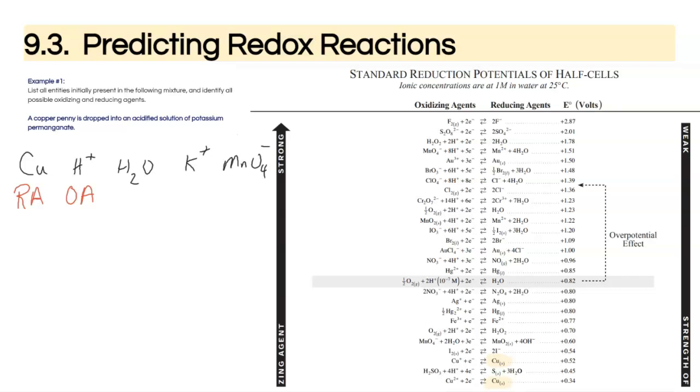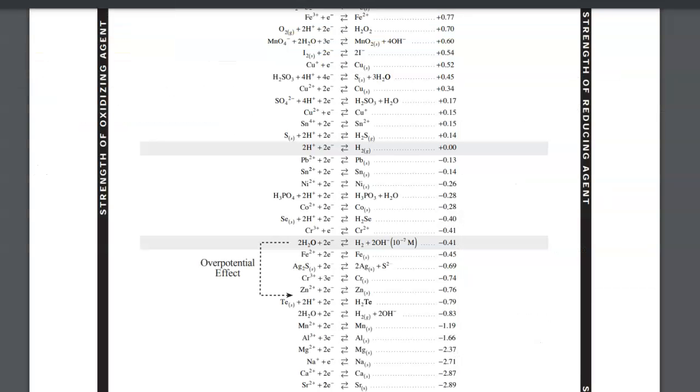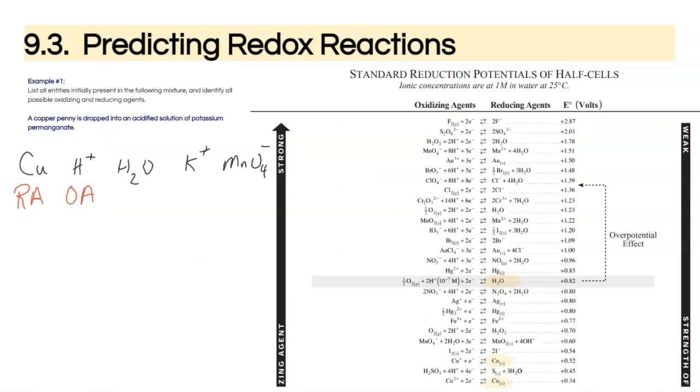So water, you'll see, will appear in a few different places. So I've got water right here. And you should see water a little bit lower on the chart than this. Let me see. Yes, I'm seeing water right here as both an oxidizing agent and a reducing agent. So I'm going to list it as such. It's an oxidizing agent and it's a reducing agent. So I'm going to list it as both.